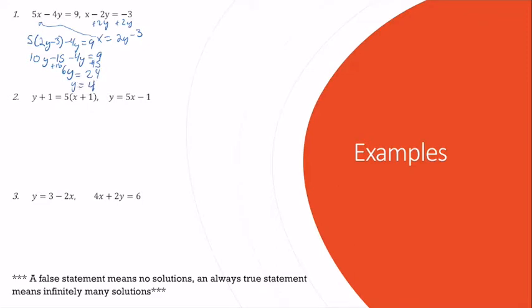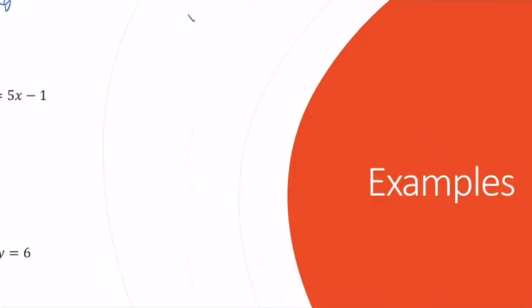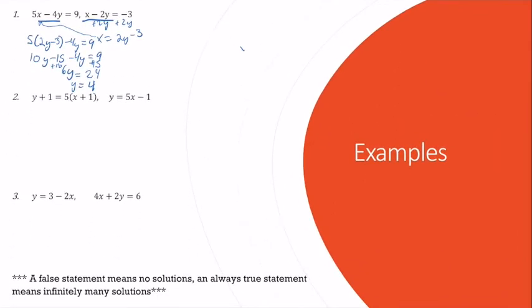In order to solve for x, I can substitute that into either of my equations. It doesn't matter. I'm going to substitute it into my second equation, x minus 2y equals negative 3. But now I have x minus 2 times 4 equals negative 3. So I have x minus 8 is negative 3. I add 8 to both sides. I get x equals 5.